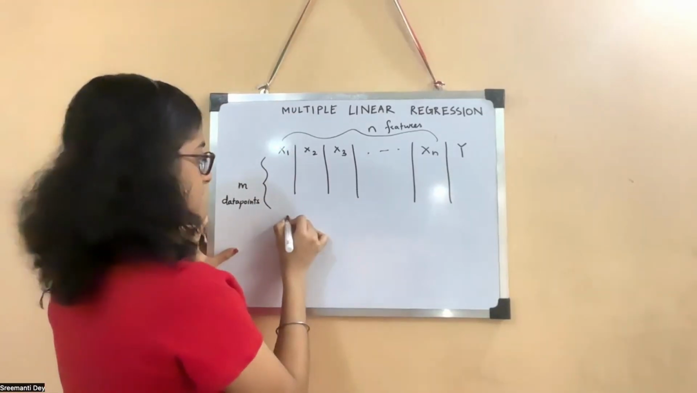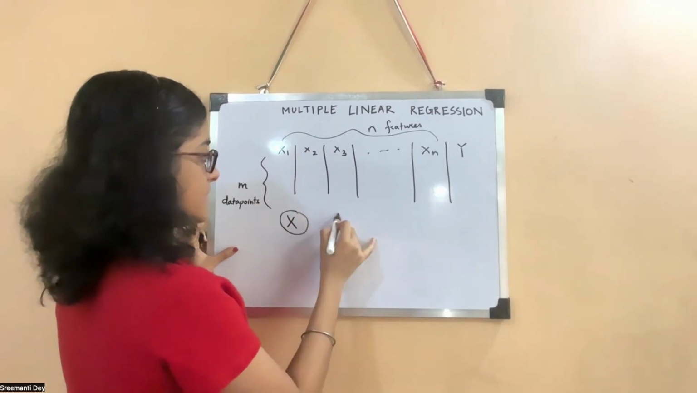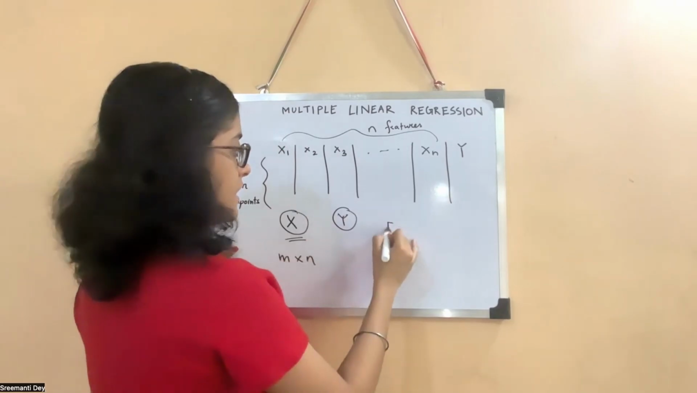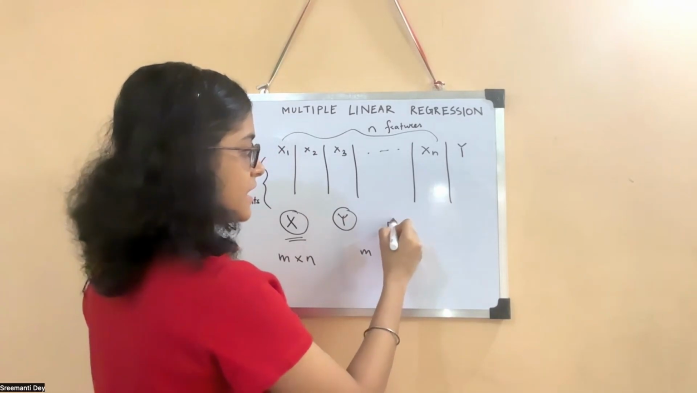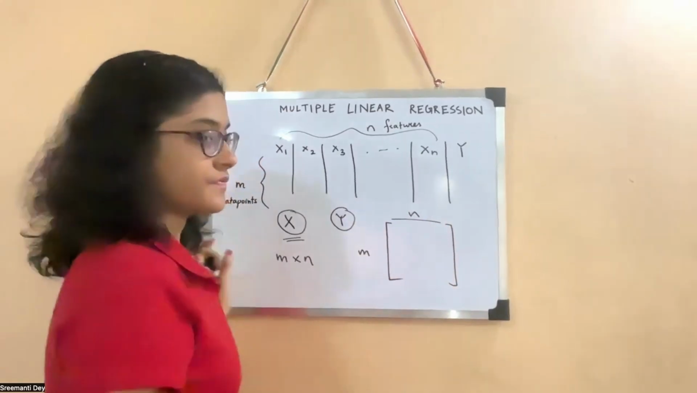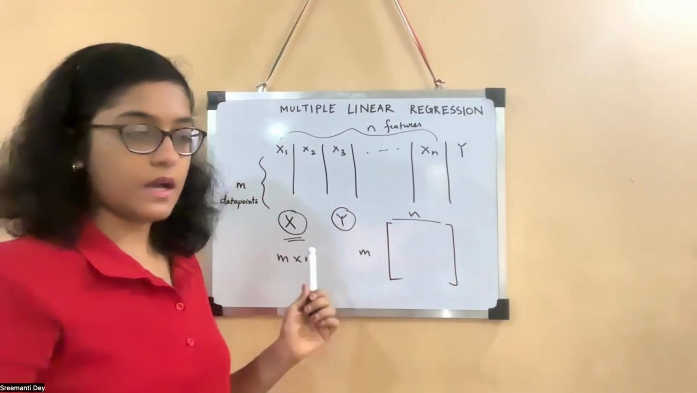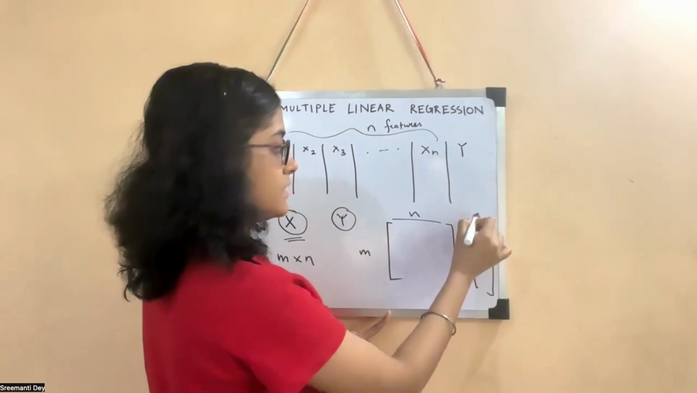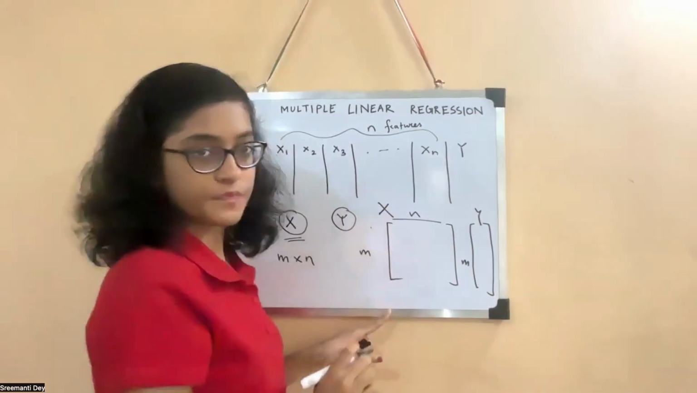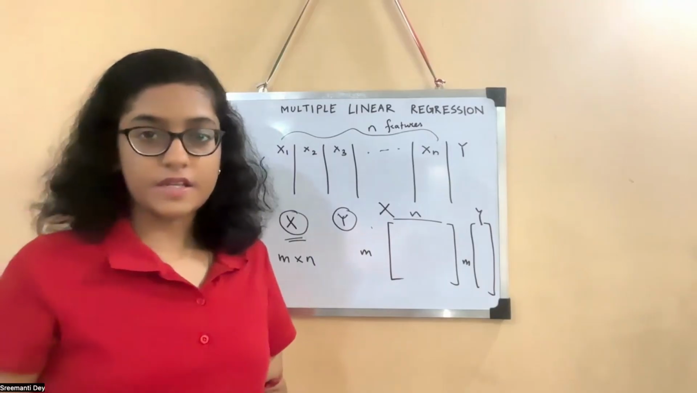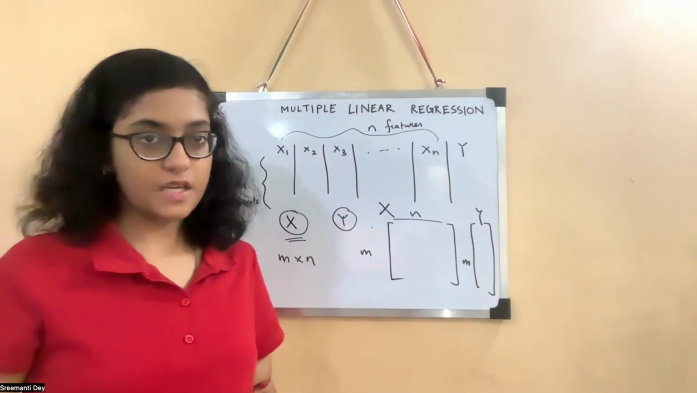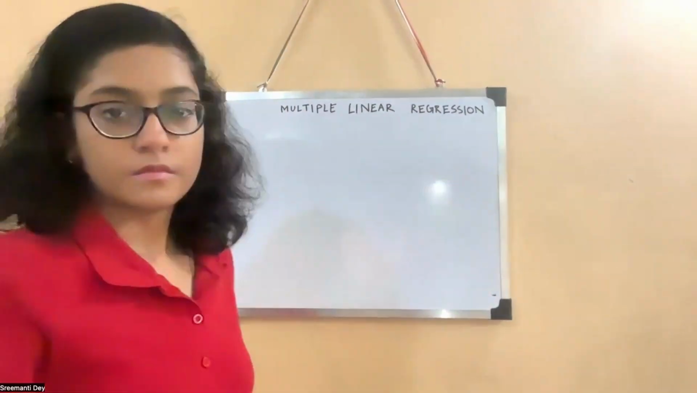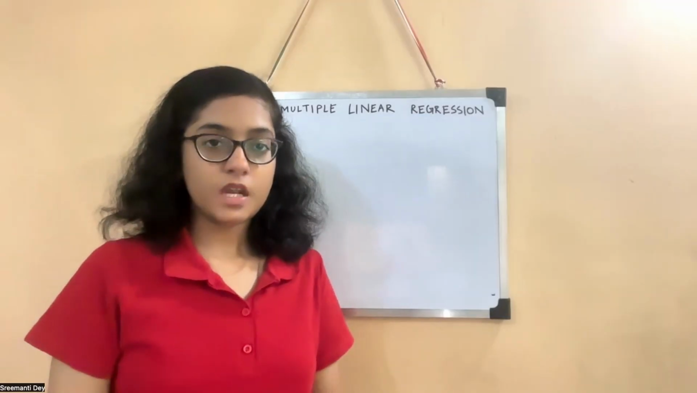So we know that we are given x, and we try to find y. Our x matrix will be m cross n, m being the number of data points and n being the number of features. And y is m cross 1, as we know, just a single value. This is y and this is x. Okay, so now we have the data set and we understand what the data set looks like.